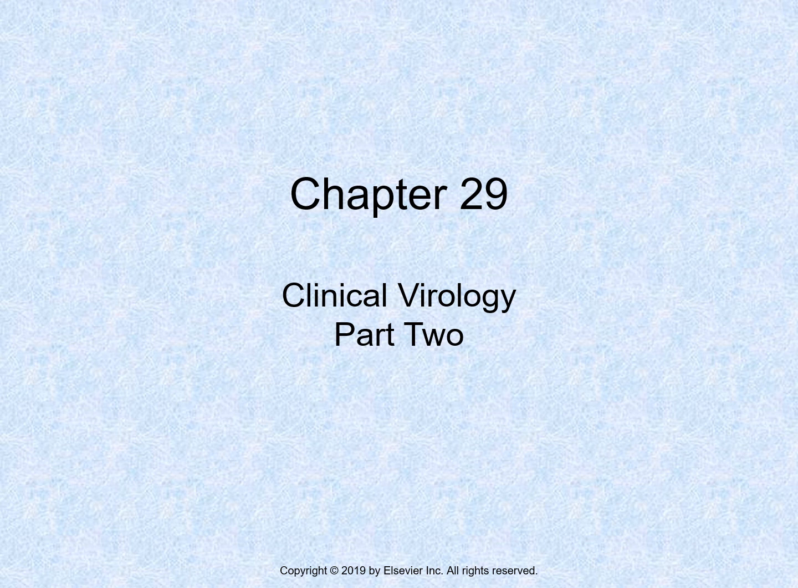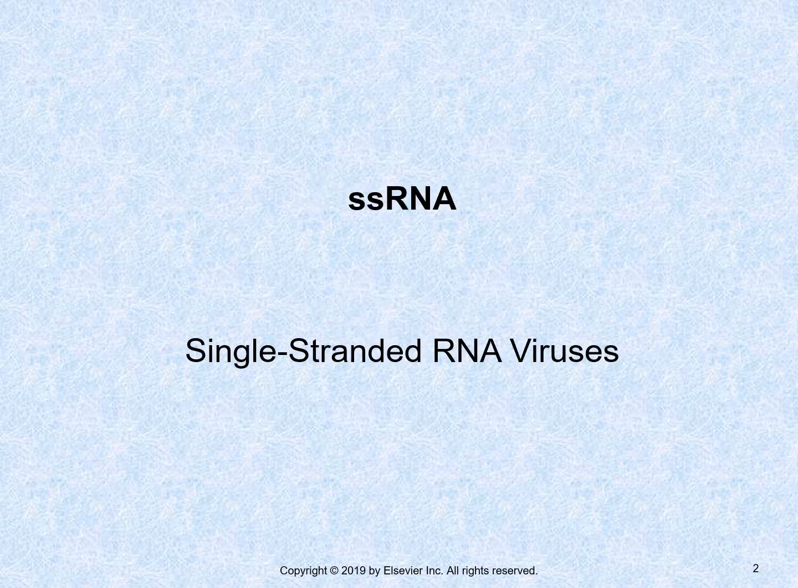Now we'll be covering Chapter 29, Clinical Virology, Part 2. This section of Chapter 29 covers single-stranded RNA viruses, hepatitis viruses, prions, and then a section on antiviral therapy. The next set of slides will discuss single-stranded RNA viruses.